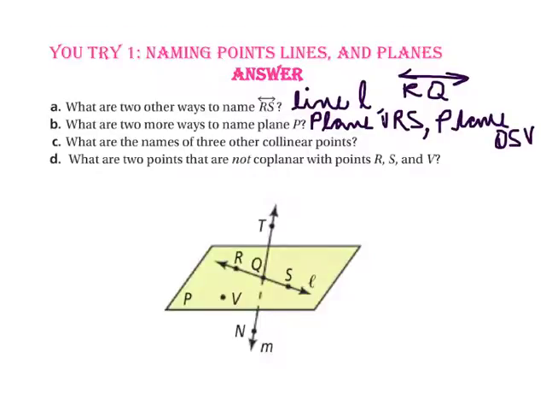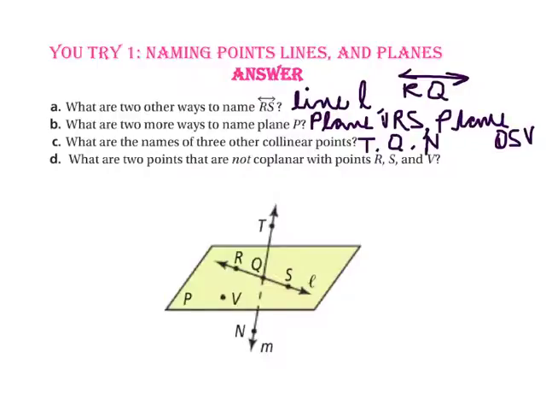Part C asks, what are the names of three other collinear points? Again, collinear is on the same line. So since last time we used line L, we used points R, Q, and S as collinear points, let's use the points named on line M, point T, point Q, and point N.